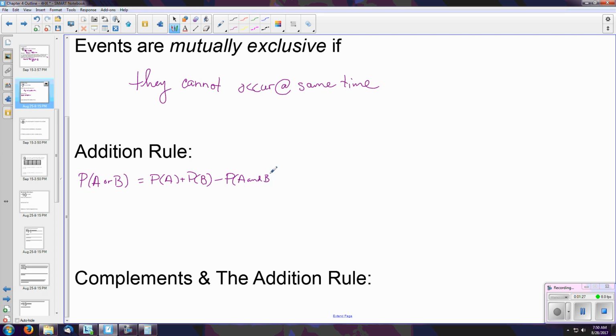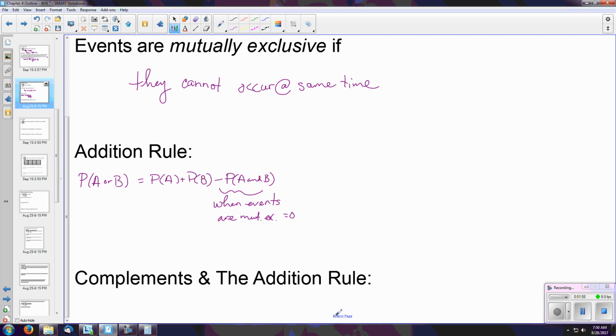So why do I say subtracting out when they occur at the same time? Well, if your events are mutually exclusive, then you'd end up subtracting 0. However, if they do have overlap, this avoids you double counting it. So when your events are mutually exclusive, this part is equal to 0, so it would just be the first portion of this, probability of A plus probability of B.